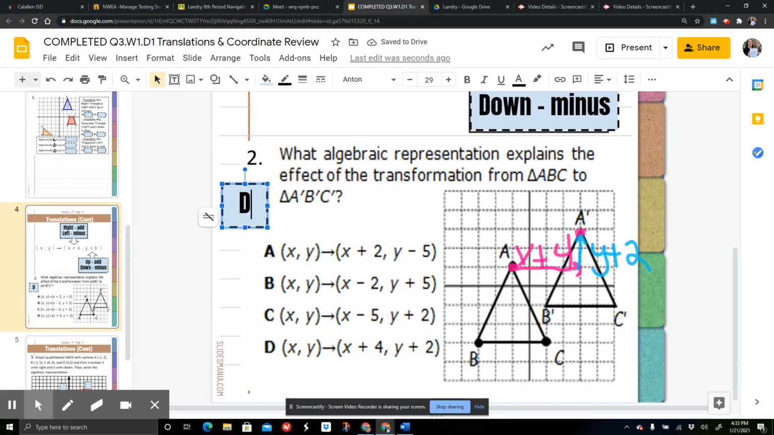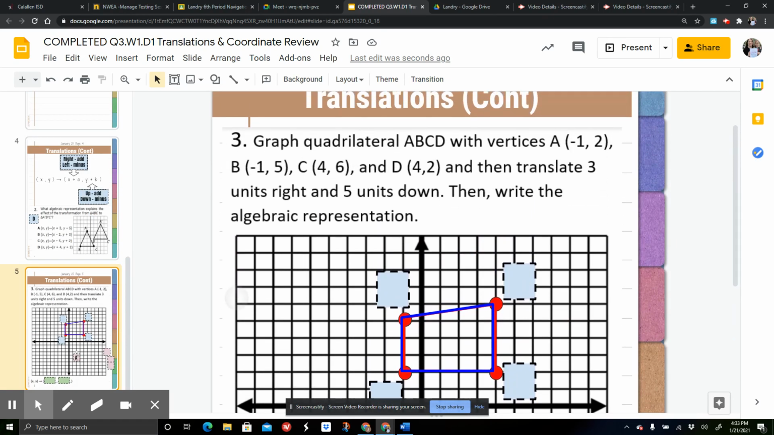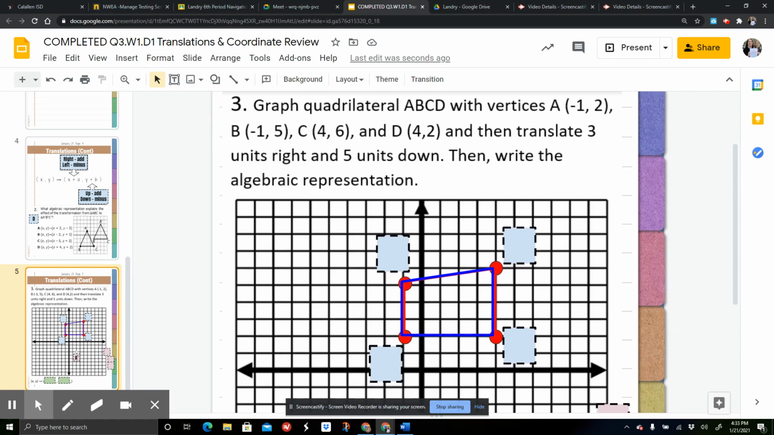Okay, the next thing we're going to do is switch to page 5. And page 5 has this little shape, and it says graph quadrilateral ABCD with vertices A, -1, 2. And you'll notice their points are here, but they're not labeled. There's a text box for us to label them. And -1, 2 is here, so I'm going to label that A. B is at -1, 5. -1, 5 is there.